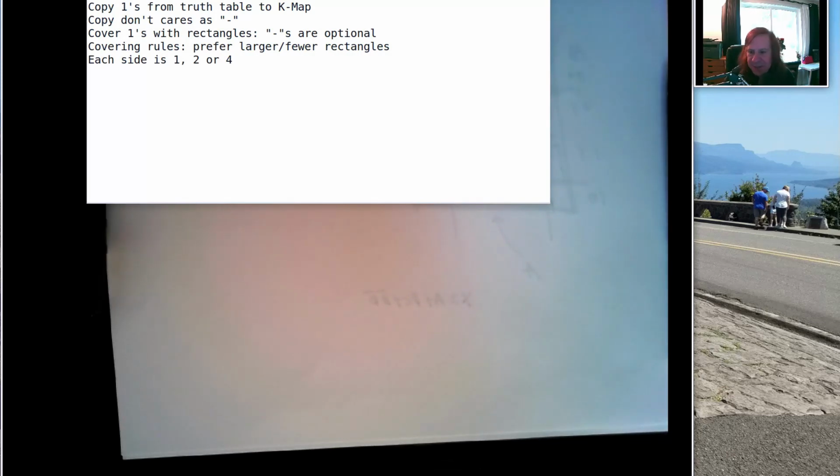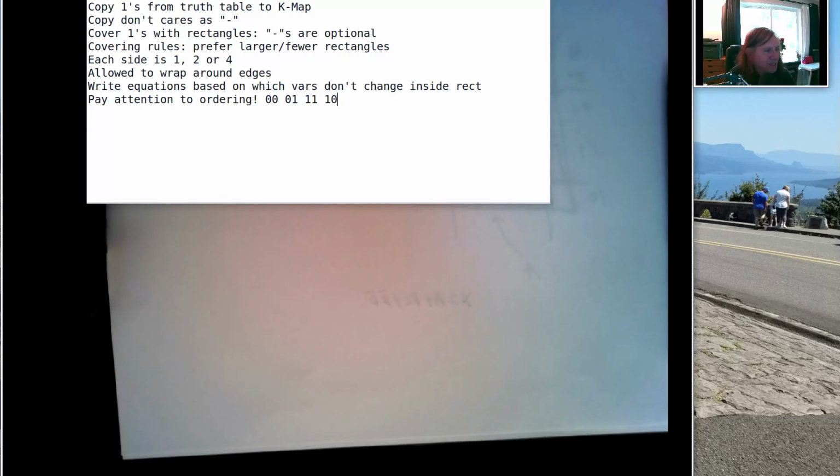Each side of the rectangle has to be 1, 2, or 4 in length. You can't have, say, a 1x3 or a 2x3 rectangle. It's got to be 1x2, 2x4, 2x2, and so on. And you're allowed to wrap around the edges, so you can break your rectangles up and pretend that one edge is connected to the other. And then after you've finished writing in your rectangles, you can write equations, and the equations are based on which variables do not change inside the rectangle. And when you're doing all of this, pay attention to the ordering. Remember that as you go down an edge or across the top, your order is 0, 0, 0, 1, 1, 1, 1, 0, not the usual binary ordering that we're used to.